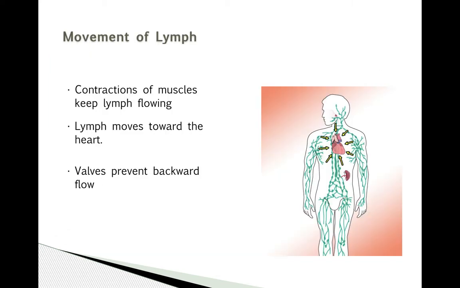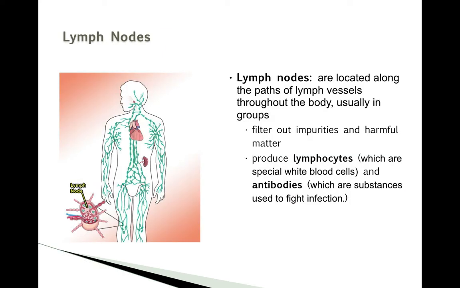So the movement of lymph. Contractions of muscles. So the muscular system keeps lymph flowing just like we know it does with blood. Lymph moves towards the heart. And the valves prevent backward flow. So we don't want old lymph or the old red blood cells or anything going back into the body, because then we're just transferring this bacteria and other waste products back into the bloodstream, which can cause pretty detrimental effects.